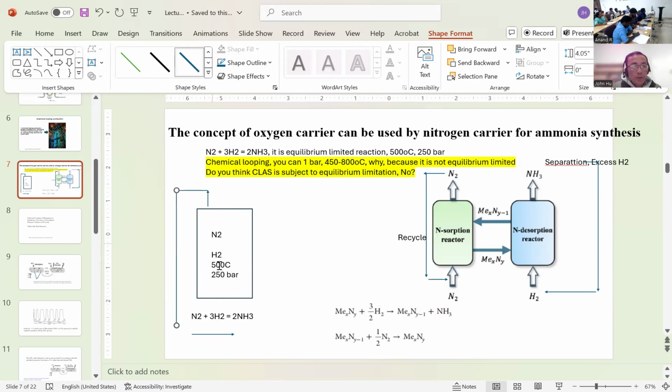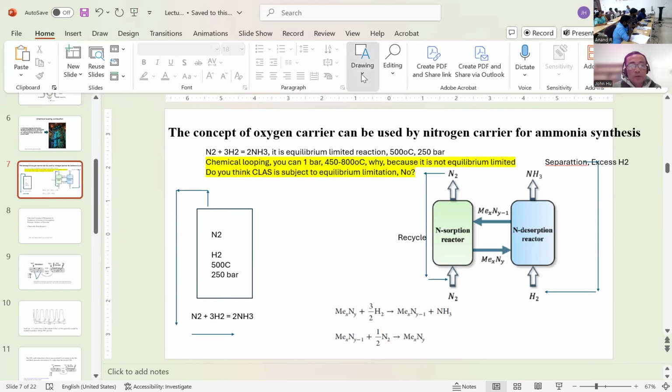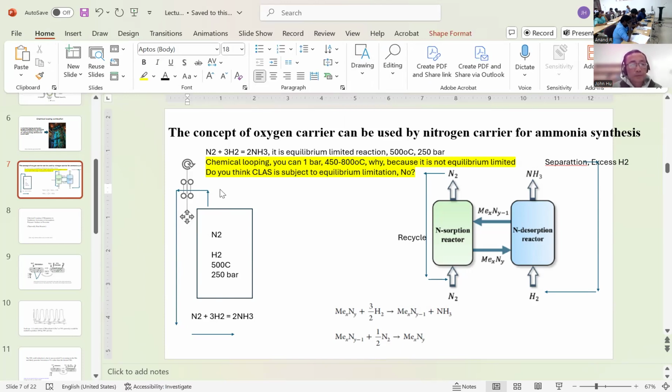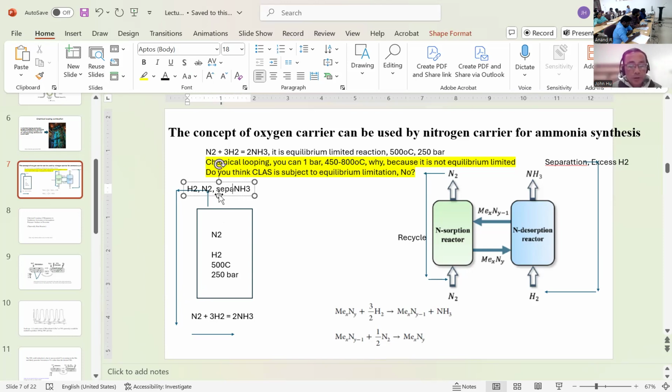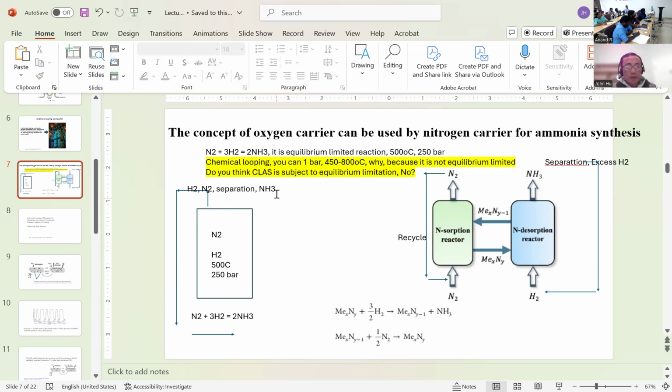Here you basically need to have H2, N2, and NH3. Then you need a separation, and hydrogen and nitrogen come back. So in here, hydrogen and nitrogen are always together. Either in the Haber-Bosch process you need separation, or here you need separation. You cannot avoid the separation.